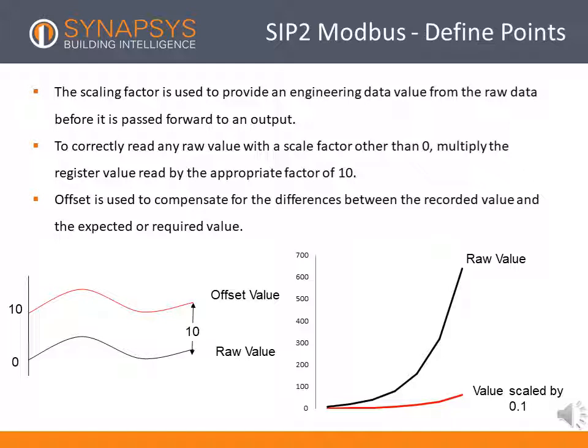This would require a scaling factor of 0.1. The offset allows the value to be altered by adding or subtracting from it. This is most commonly used for pulse counters. When a pulse counter has counted a certain number of pulses before it has been fully commissioned, these can be offset by using a negative number. There are also cases where a positive offset may be required.